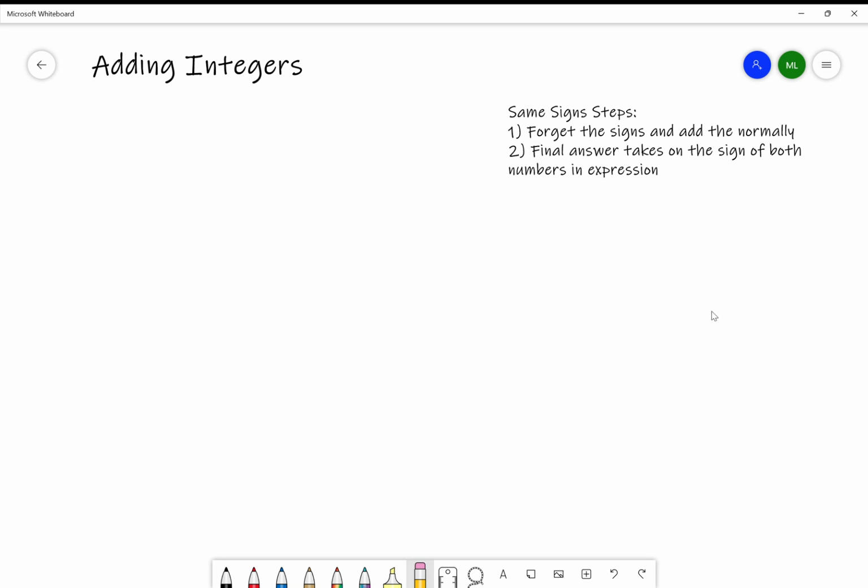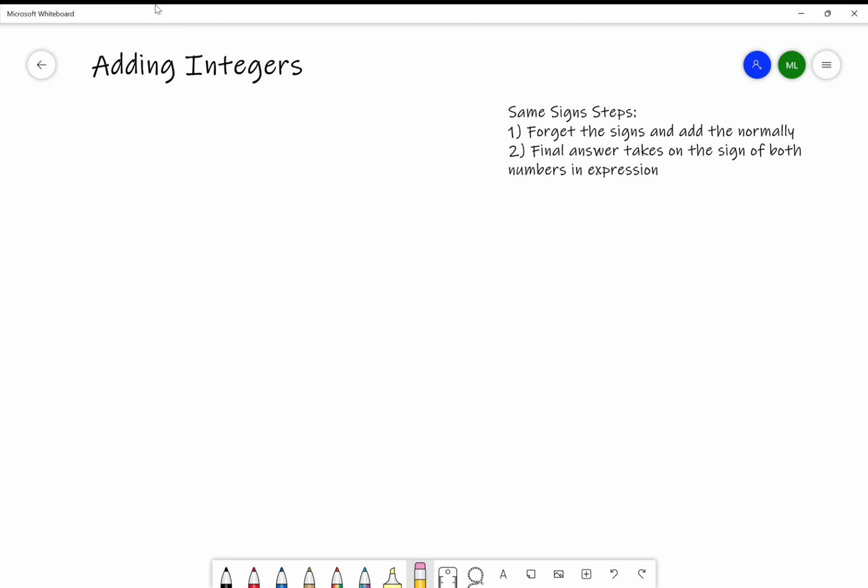Hey everyone! So today I want to talk about adding integers. Alright, so integers are the number set where we have whole numbers but they are both positive and negative.